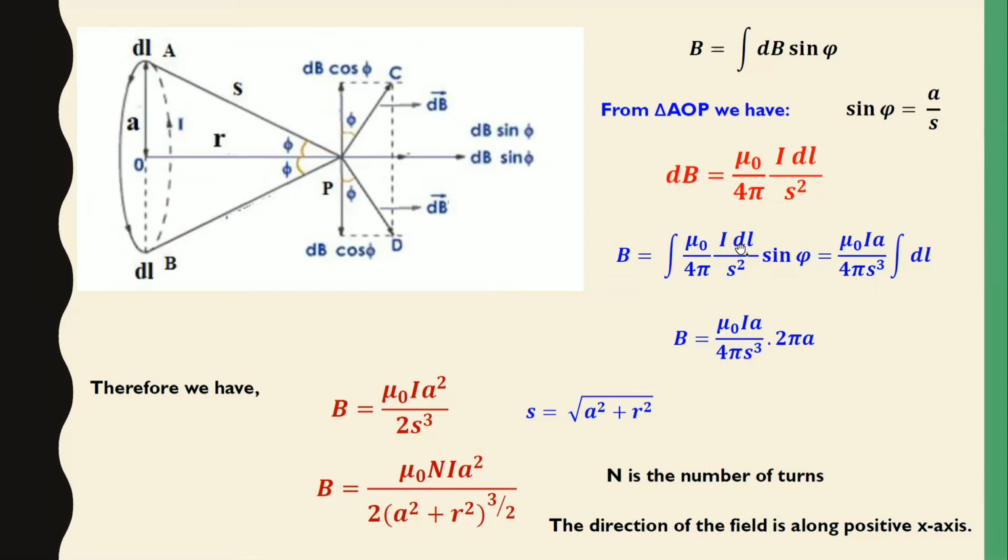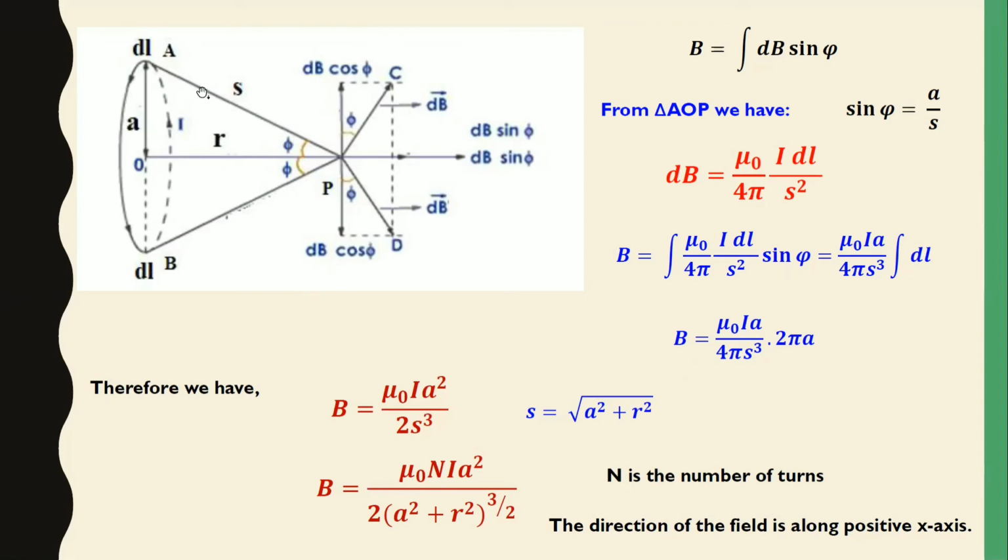So mu 0, I, a, s are all constants and taken outside the integration, and we have integration over dl. So if we integrate over dl, what shall we get? The circumference, 2 pi a. So mu 0 I a by 4 pi s cube into 2 pi a, and therefore we have mu 0 I, the 2 cancels out, and we have mu 0 I a square divided by 2 s cube, and from this triangle we have s square equal to a square plus r square.